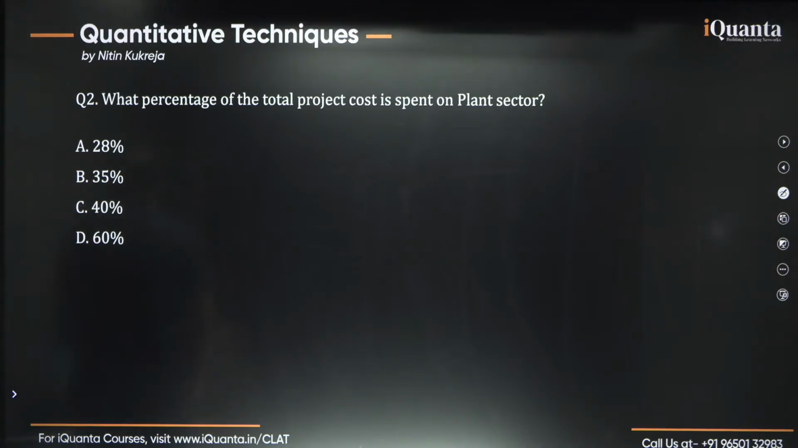See, the plant sector, we all know, is 100 crores. You have seen it from the pie chart, I'm sure. And the total cost of this project is 360 crores. So in a way, we just have to find what percentage 100 is of 360.